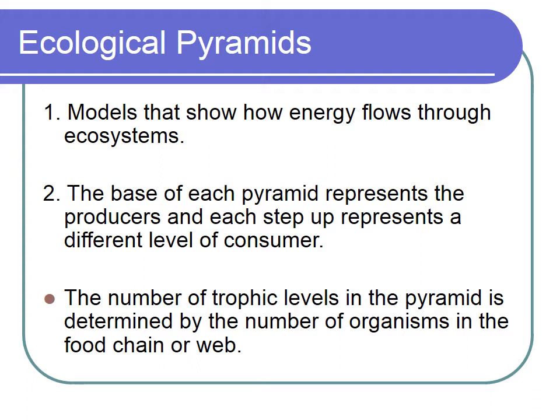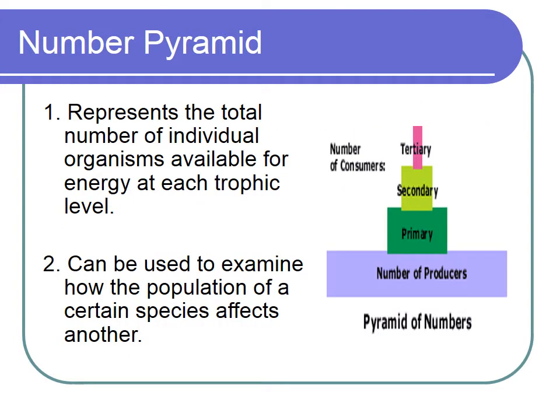The number of trophic levels in the pyramid is determined by the number of organisms in the food chain or web. Okay, so there are three different kinds of pyramids. The first one we're going to start with is the number pyramid. The number pyramid represents the total number of individual organisms available for energy at each trophic level. These can be used to examine how the population of a certain species affects another.